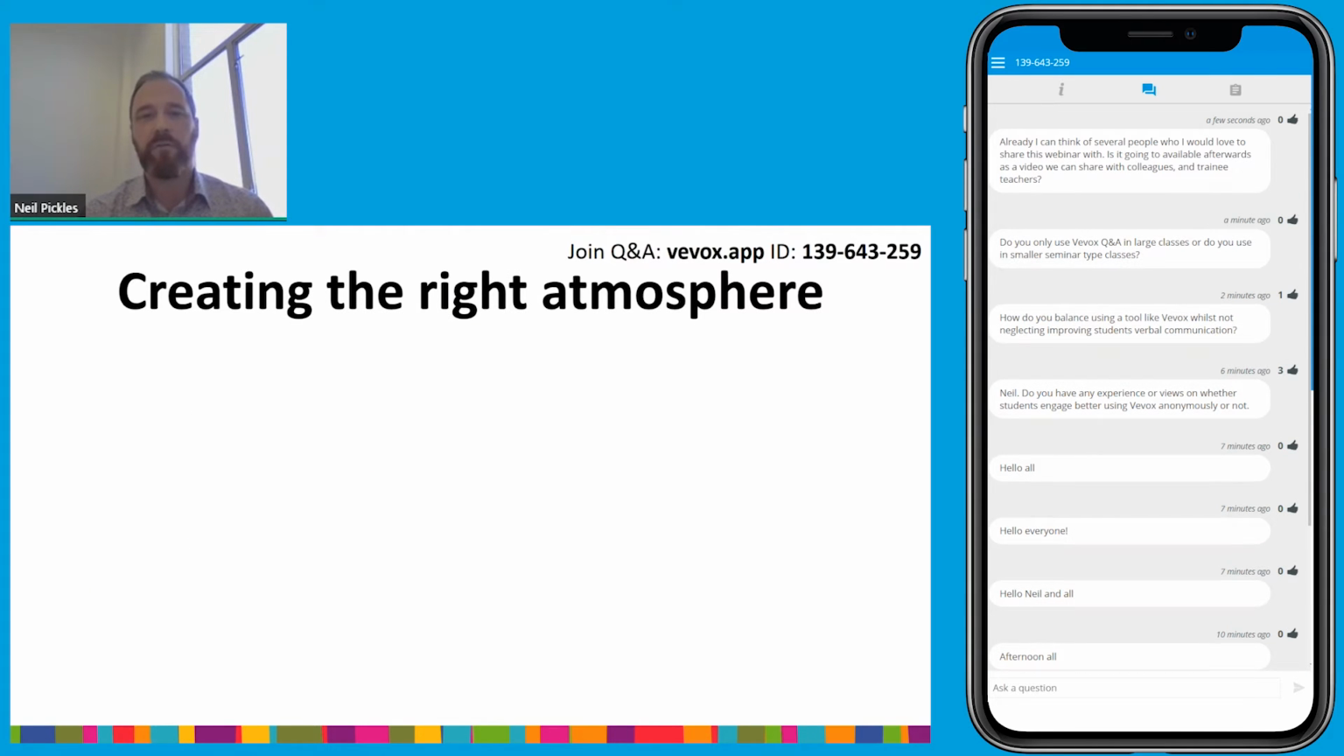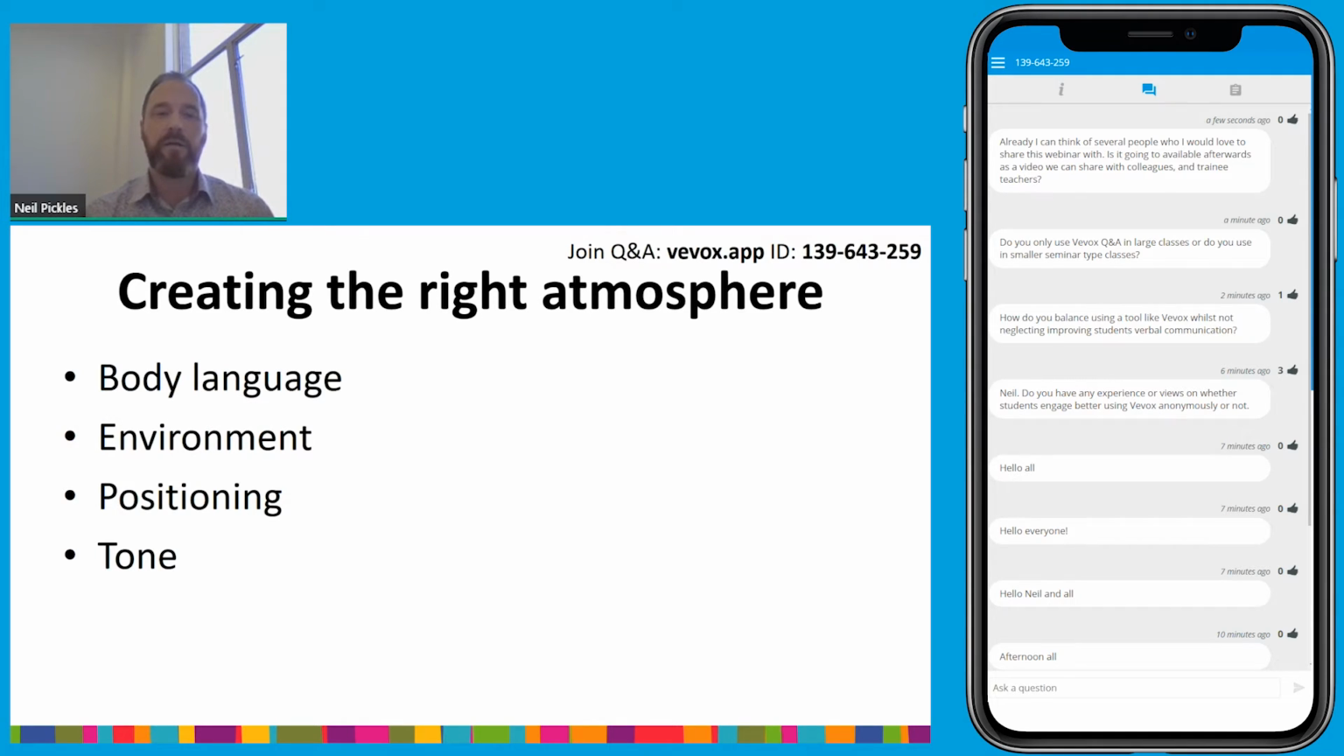So the first is creating the right atmosphere. And this is one of these slides where it's common sense. But the problem with common sense is that it isn't always very common. And so I'll list these in one go, and none of this will be surprising to you, but body language has a big effect. If we use open body language, that can be really effective for getting people to answer questions. Often the temptation is to fold our arms, but that can seem quite a defensive mode. So you have to think about your body language.